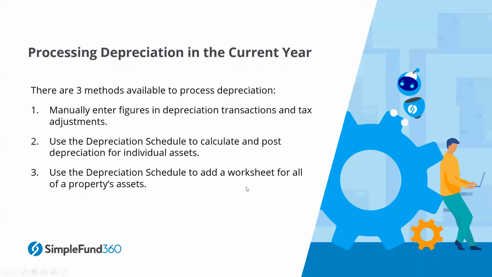So, very similar to the previous step, there are three methods available to process the depreciation in a current year. That is to manually enter the figures, to use the depreciation schedule to calculate depreciation for individual assets. So that's the property on its own, assets on their own, or you can use the depreciation schedule and add a worksheet for one property, which includes all the assets as well.